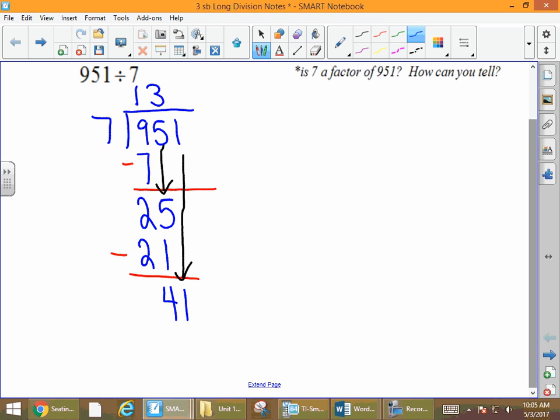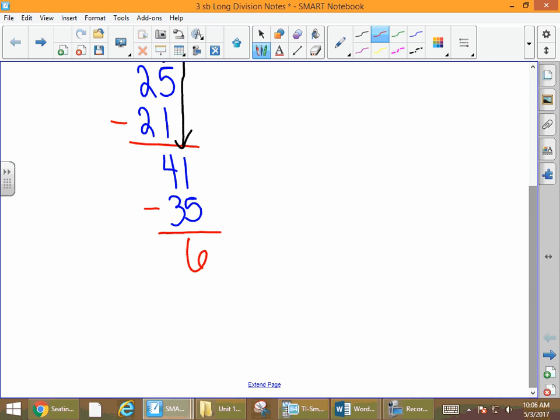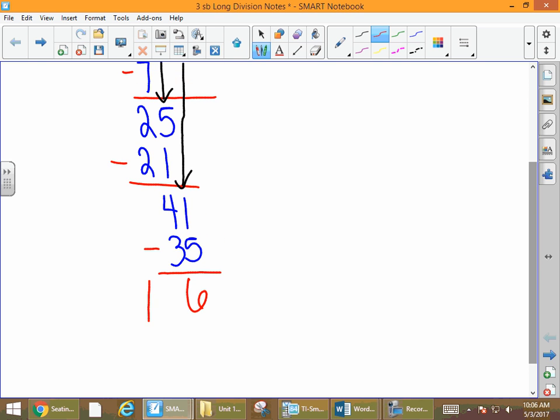So we go through this process one more time. 41 essentially divided by 7. Well, 41 divided by 7 is 5. It's not an even number. 5 times 7 is 35. And we subtract that. 41 minus 35, 6. And what your elementary teacher might have done that I don't care for is that he or she might have gone, okay, R6, remainder 6.